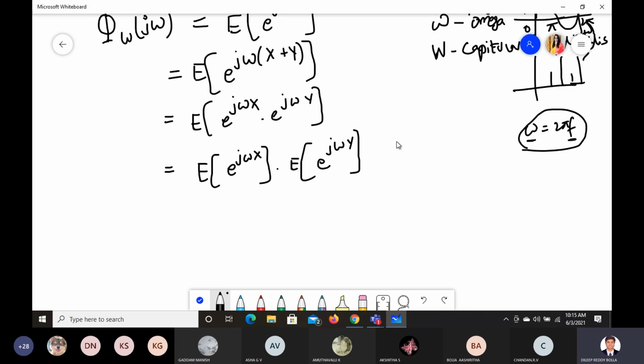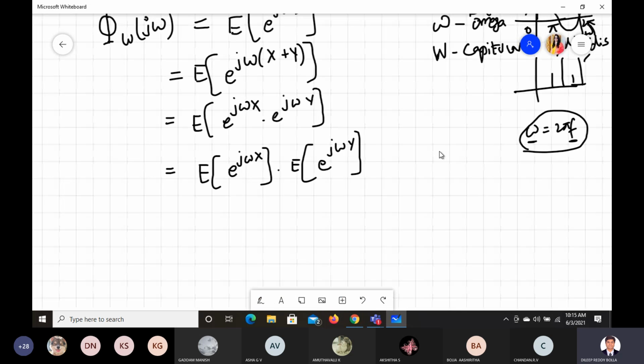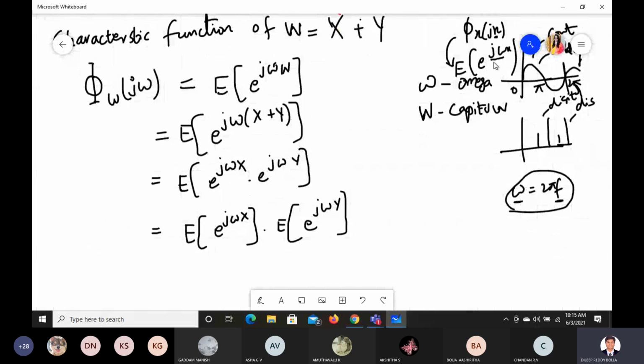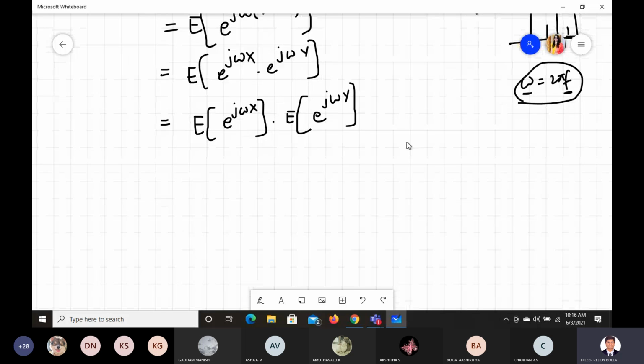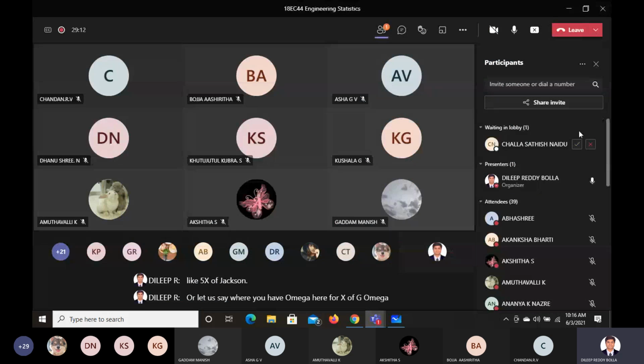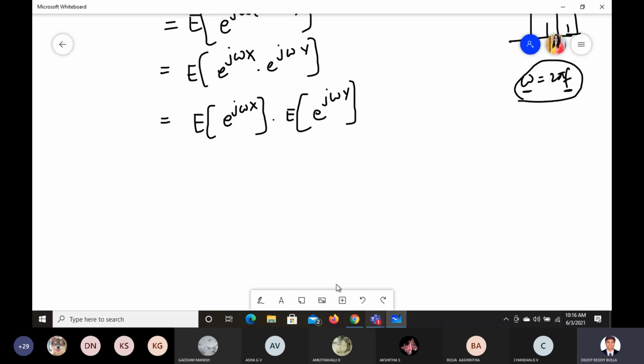Okay, now as we discussed previously, what is this? This e power j omega x is looking like phi x of j omega. So when you write finally, the expression of the final answer is going to be like this.